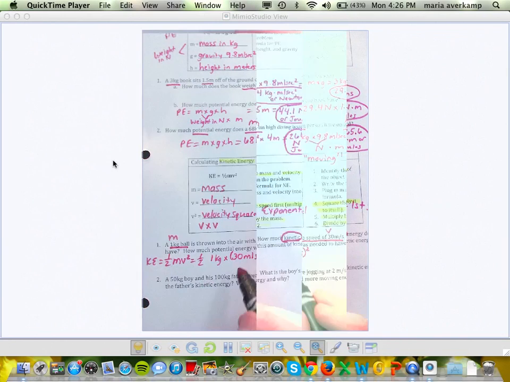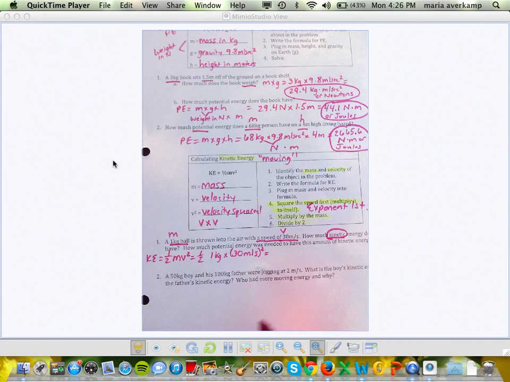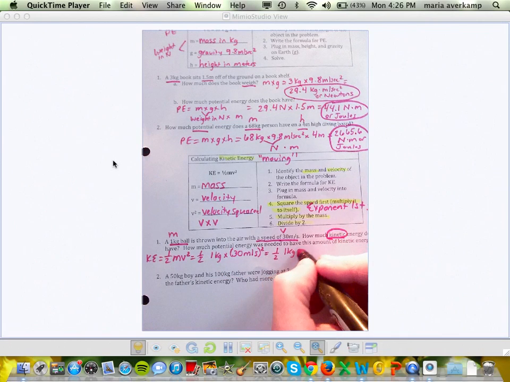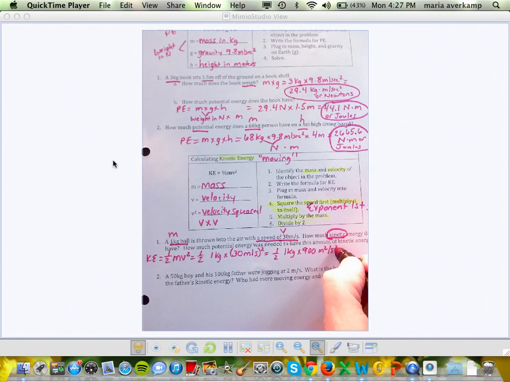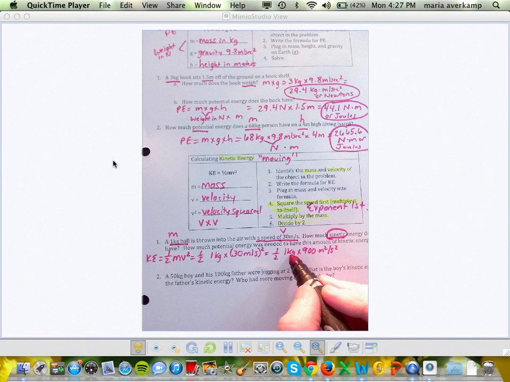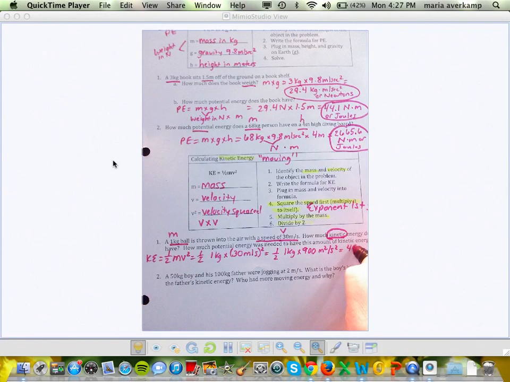Now I have my speed in place, I have my mass, so now I just have to do my calculation. 30 squared is 30 times 30, not 30 times 2. 30 times 30 is 900. Now I'm going to actually kind of go forward. So half, I still have 1 kilogram. 30 times 30 is 900. If I square m, I get m squared. If I square s, I get s squared. Now from here, I then have to multiply. 900 times 1 is 900. And then I simply divide it by 2. So 900 divided by 2 will give me 450.